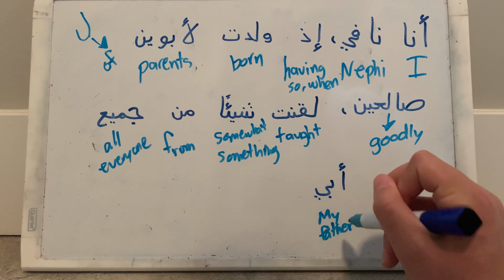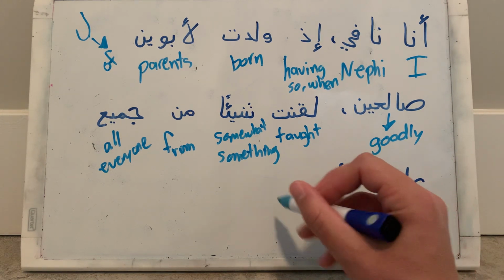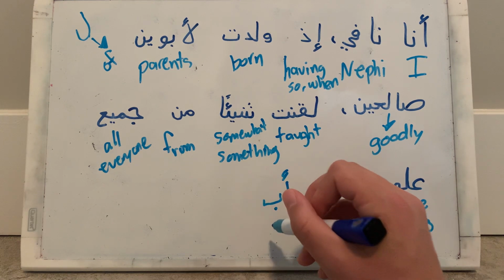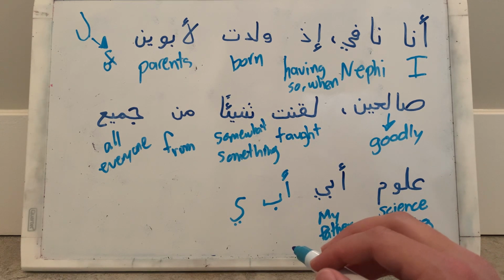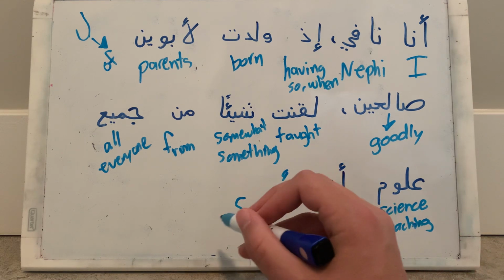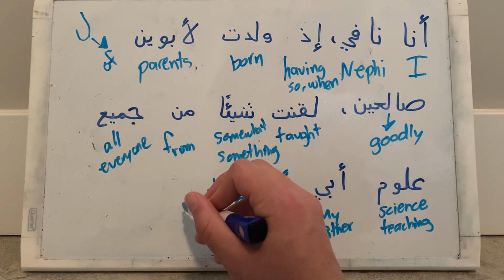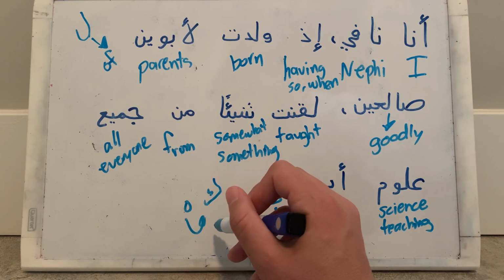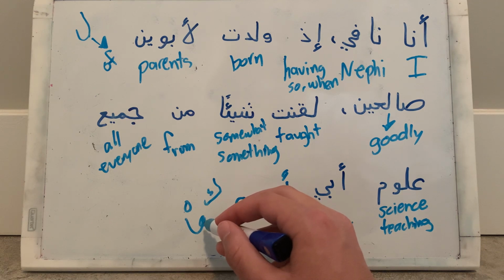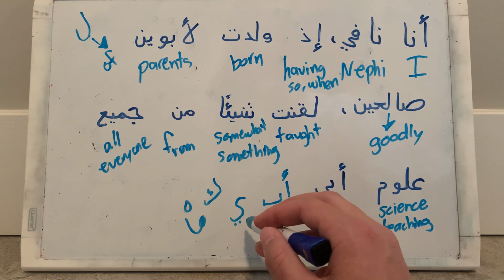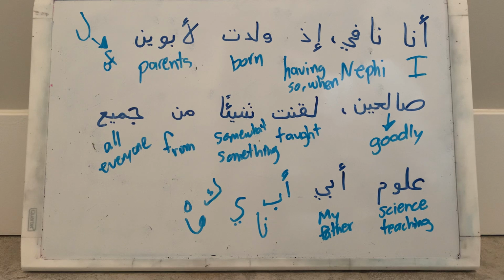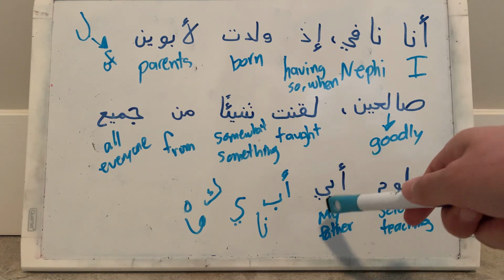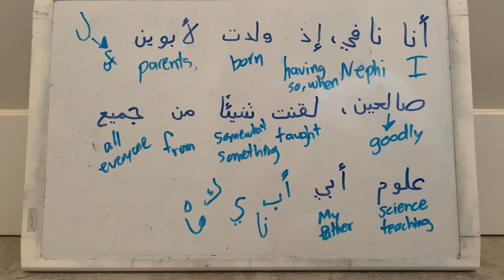Now I think we went over the different possessives and how they work. In other words, ab is father. You throw in the i at the end to make it my father. Remember there's the i, the ik, the hu, the ha. Hu is his, ha is hers, ik is yours, i is mine, na is ours. Those all go at the end to show it's someone's. So having been taught of my father, abi, right? That's the first little bit of this verse.